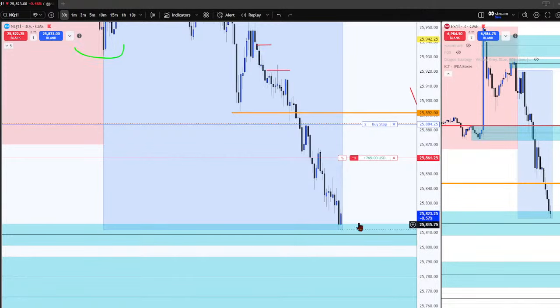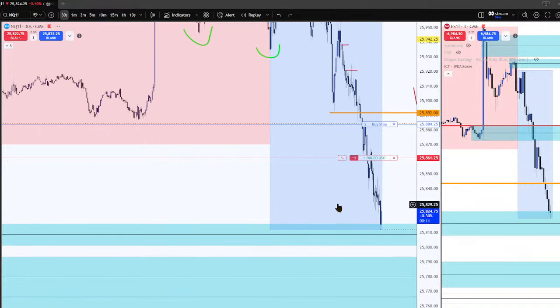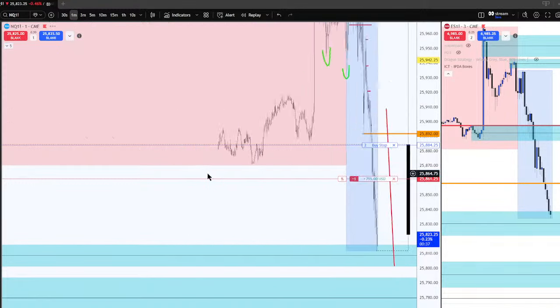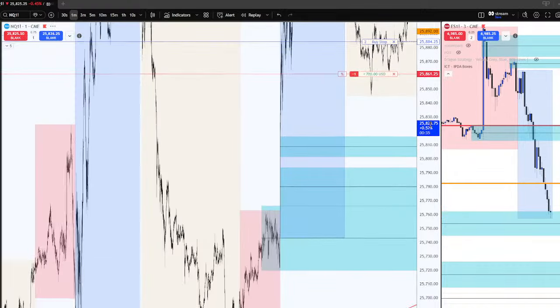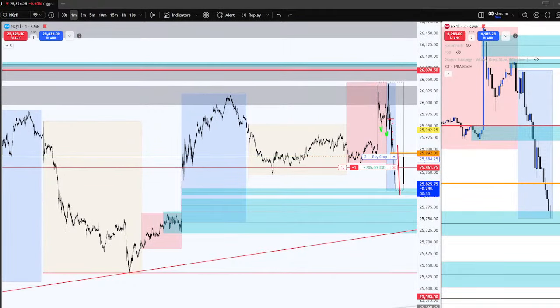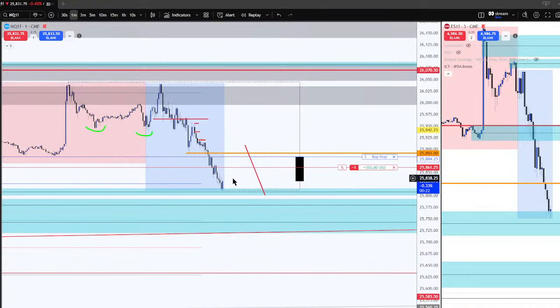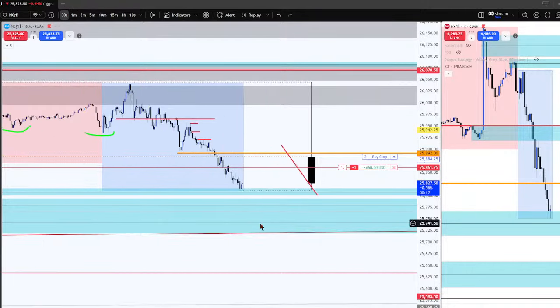So we are going to get a reaction here. The reaction could be right now, but I would suppose that, let's see here. We got to be at like the 50% retracement area here of that move up. Yeah, we're like right at 50%. So I wouldn't be surprised if we get a pullback.